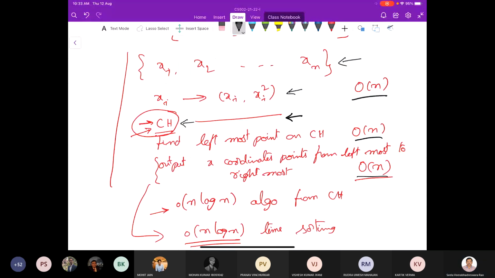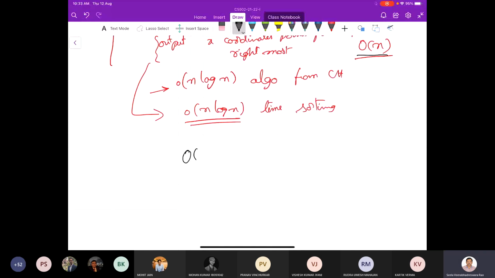So now come back to this convex hull. We cannot have anything better than n log n time complexity. But if you look at the gift wrapping complexity, gift wrapping can be done in n log h time.